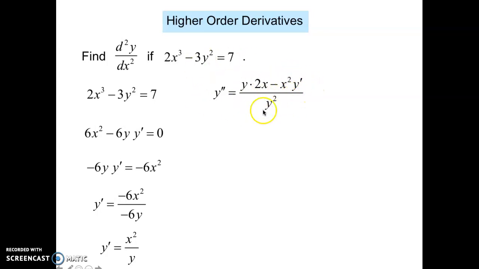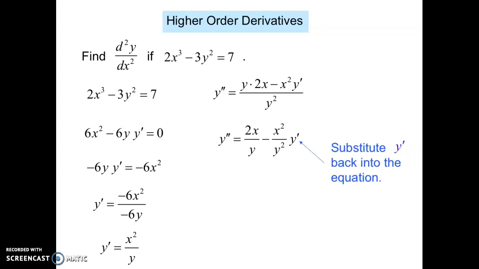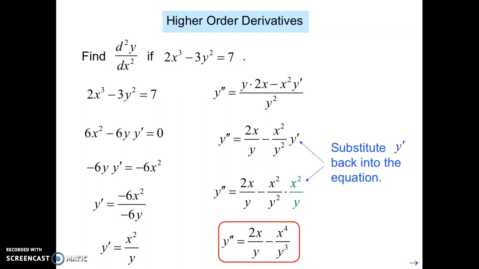Now notice this is the second derivative, but it's not just in terms of x and y, it also has a y prime here. But we know what y prime is. Y prime is x squared over y. So we can do a substitution here by substituting in what y prime is. Simplifying my expression, I get my expression for y double prime. Now I did a little bit of algebra there first, which you could do, or you could just substitute that expression right in.